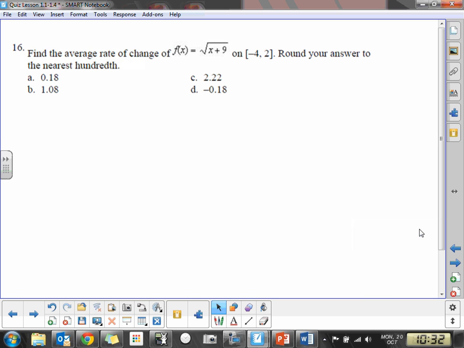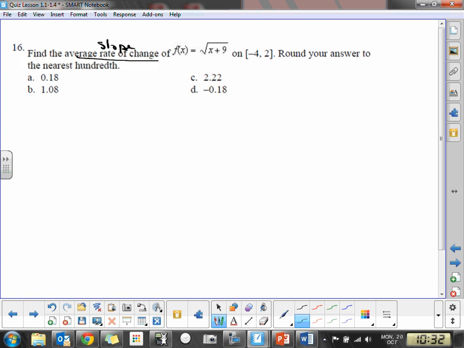Number 16, find the average rate of change of f at x equals the square root of x plus 9 on an interval from negative 4 to 2. We'll round our answer to the nearest hundredth. On this type of problem, what we're doing is equating the idea of average rate of change to the slope of a line.